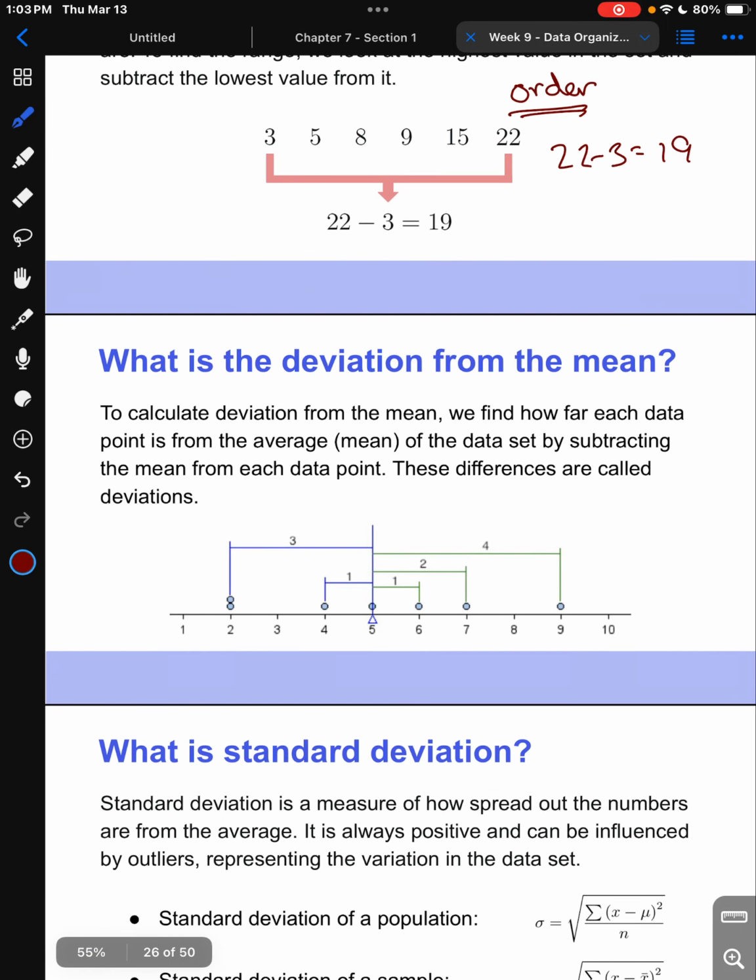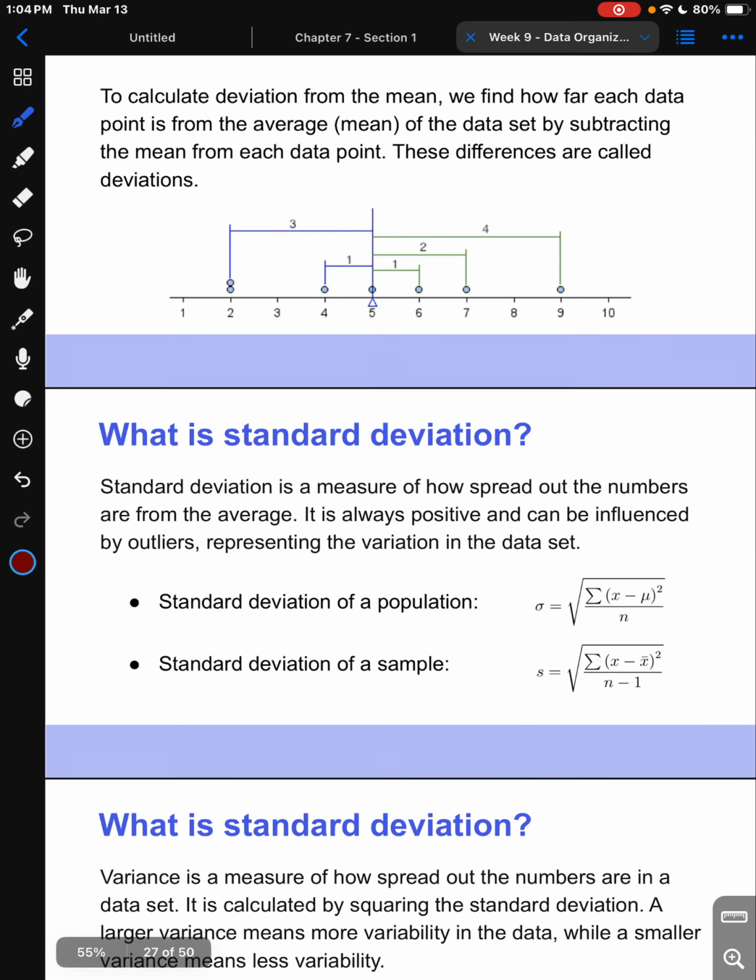Now, what is the deviation from the mean? To calculate the deviation from the mean, we find how far each data point is from the average of the data set by subtracting the mean from each data point. These values are called deviations. The standard deviation is a measure of how spread out the numbers are from the average. It is always positive and can be influenced by outliers. So here are your formulas for the standard deviation of a population and of a sample. I recommend you use your calculator. If you need to find a standard deviation, use your calculator.